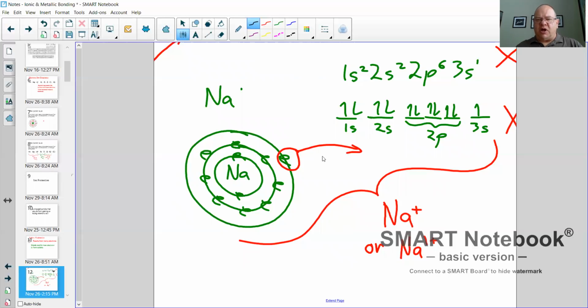Imagine that electron gets lost. Now sodium is going to be, well, think about it. It's going to have still 11 protons in its nucleus, but if it loses that electron, it's only going to have 10 electrons. And if you add that up, that's a net of 1 positive.